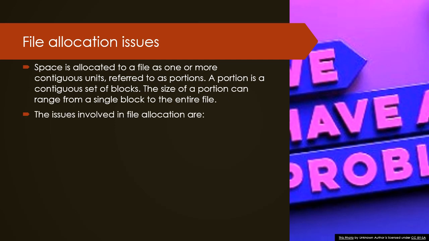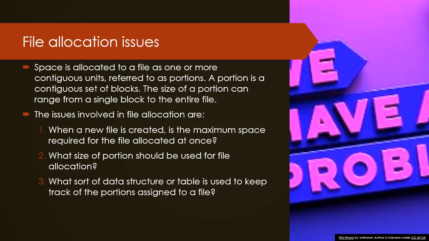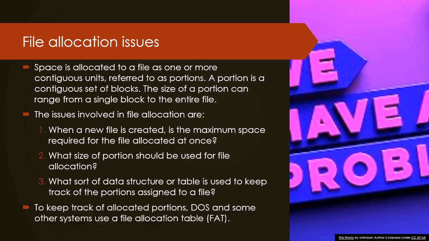The issues involved in file allocation are: when a new file is created, is the maximum space required for the file allocated at once? What size of portion should be used for file allocation? What sort of data structure or table is used to keep track of the portions assigned to a file? To keep track of allocated portions, DOS and some other systems use a file allocation table or FAT.